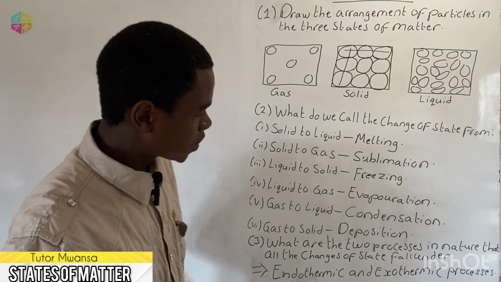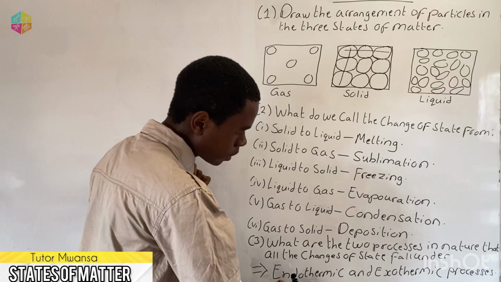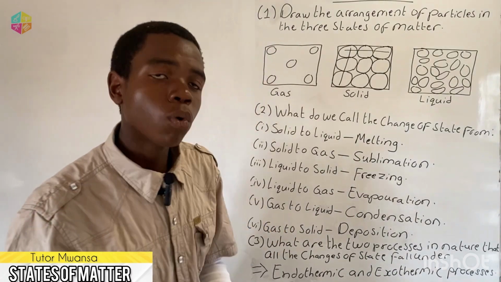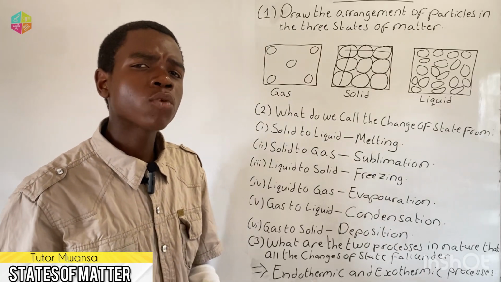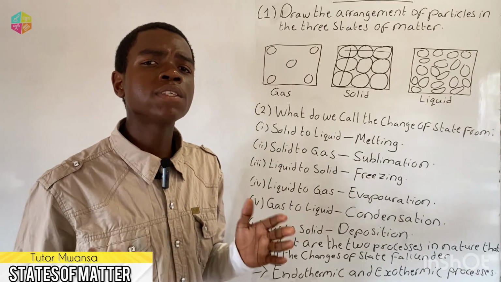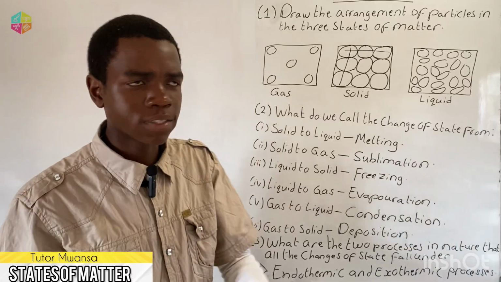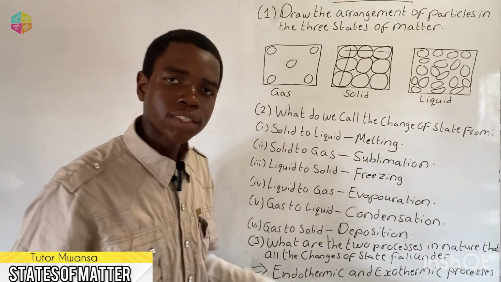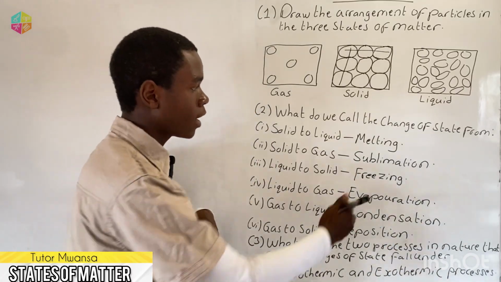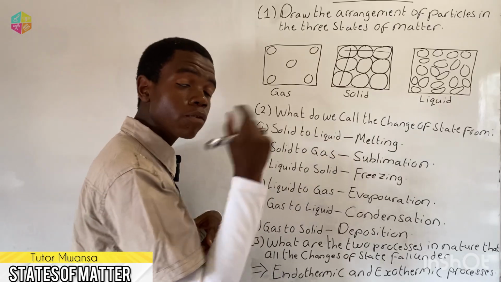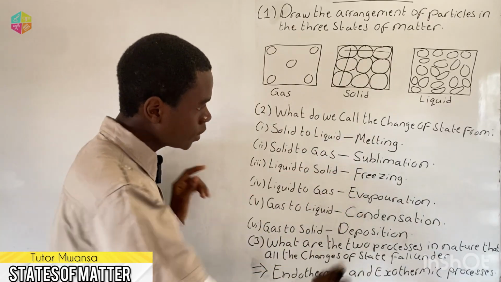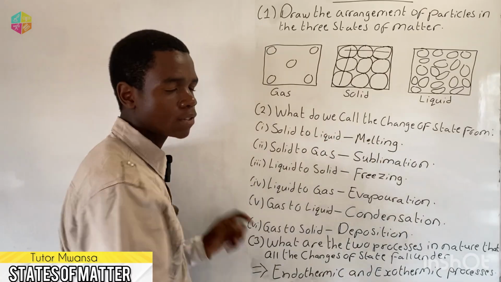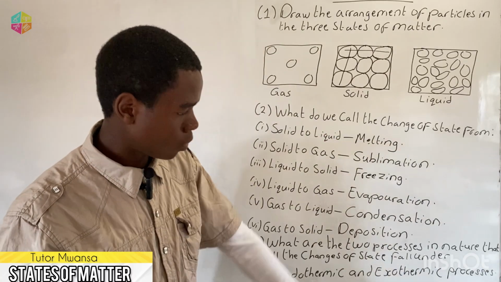Is that okay? So let me briefly explain endothermic and exothermic processes. When we talk about endothermic processes, these are processes that require heat. These processes need to gain heat to take place. Example, melting. A substance needs to gain heat to undergo melting, changing from solid state to liquid. That's an example of an endothermic process.